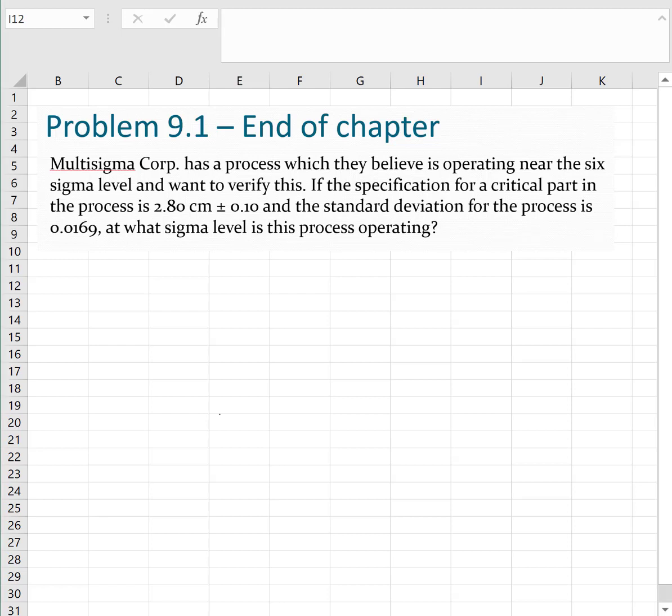This will be a short video where I will solve a few of the chapter problems from chapter 9 related to Six Sigma. This is problem 9.1 at the end of the chapter.